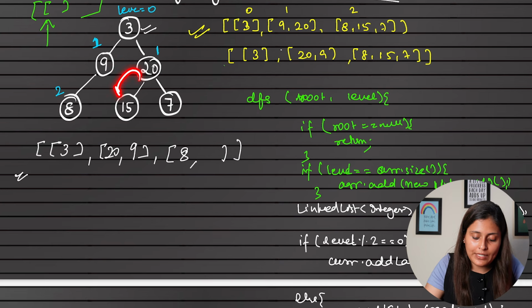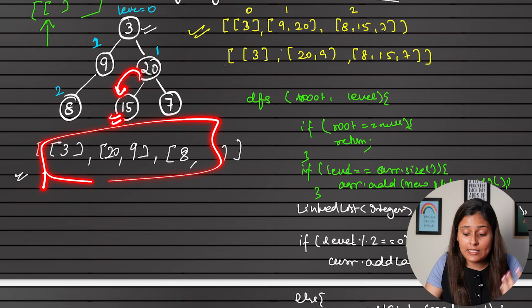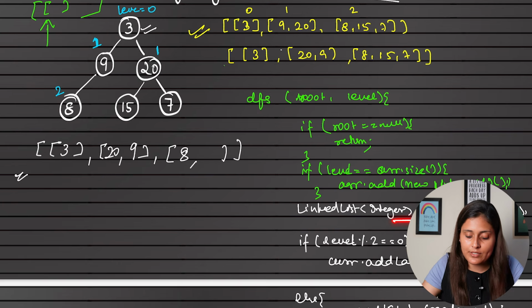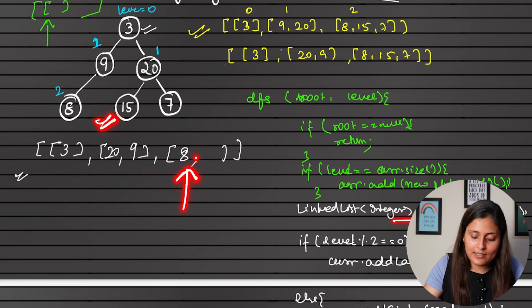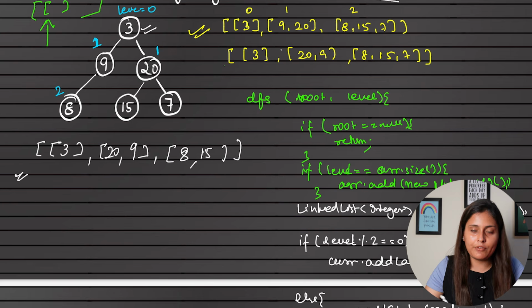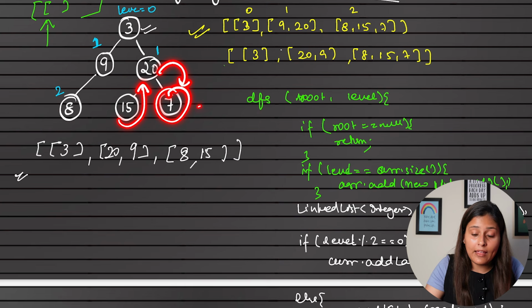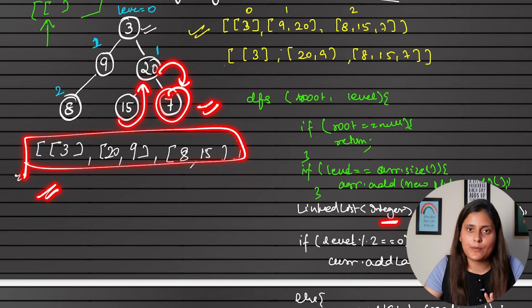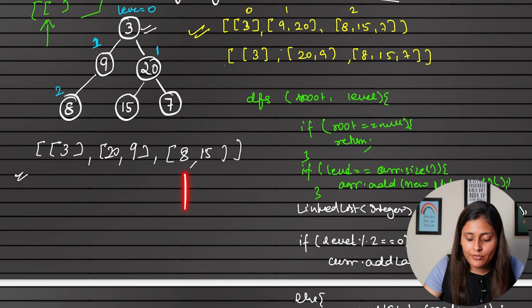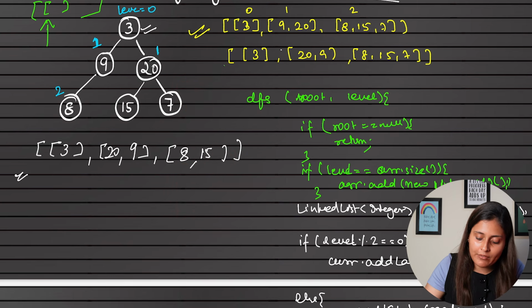Now we'll go to 15. Level is 2. Size is 3. Do we need to insert a new linked list? No. Get the reference. Okay. Now as the level is even, add from last. So after 8, 15 will get added. Now we'll return back. Now come here, 7. Level 2. Do we need to create a new one because the size is 3? No. We will only create when the size and level both match. Okay, will not create. Get the reference, and as the level is even, add from last. So 7 will get added here.